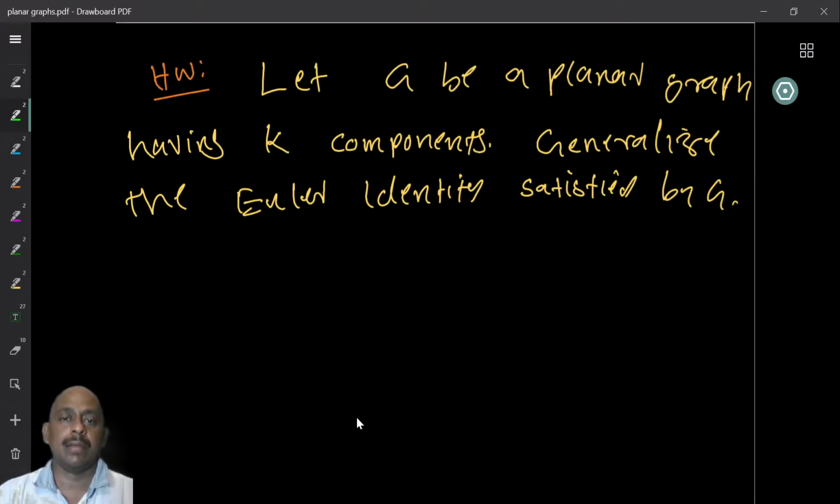Now here is a nice homework question. Let G be a planar graph with k components. Generalize the Euler identity satisfied by this graph. So the Euler identity for a graph with several components will be slightly different from the Euler identity for a connected graph. So can you find out this identity? So this is a nice homework.